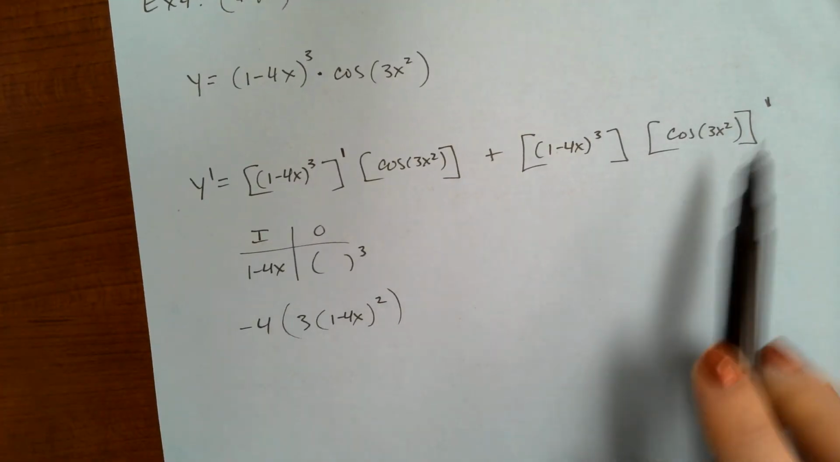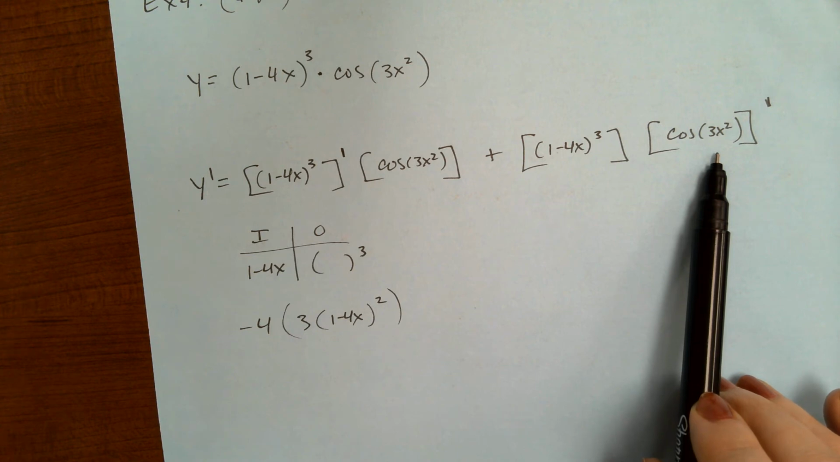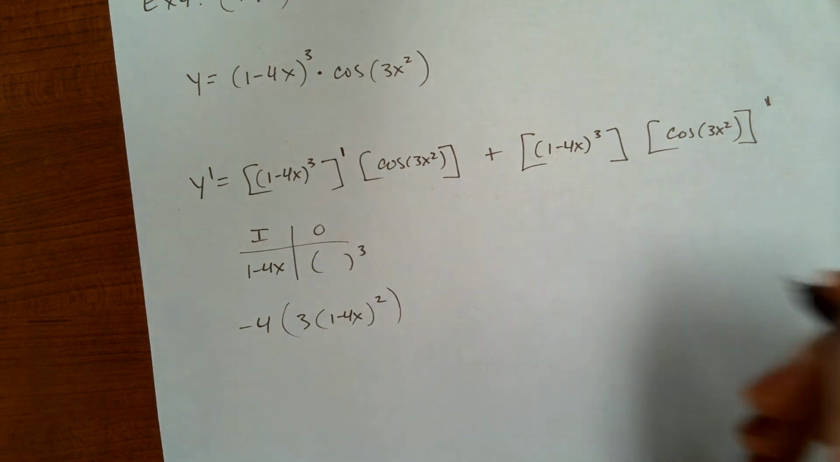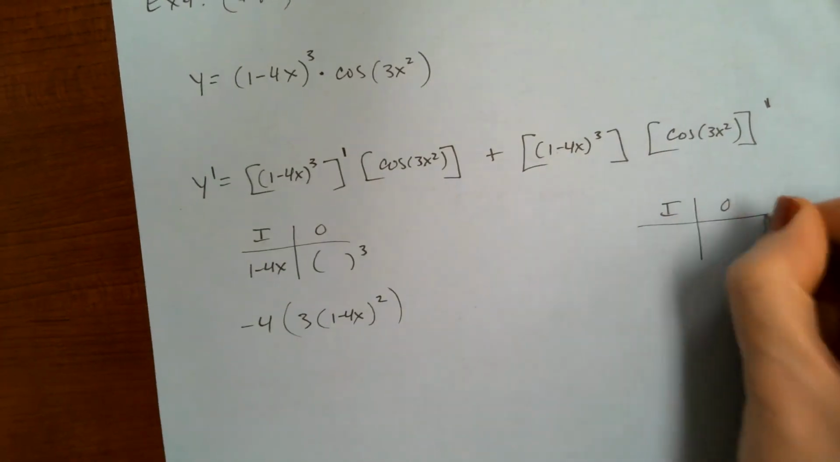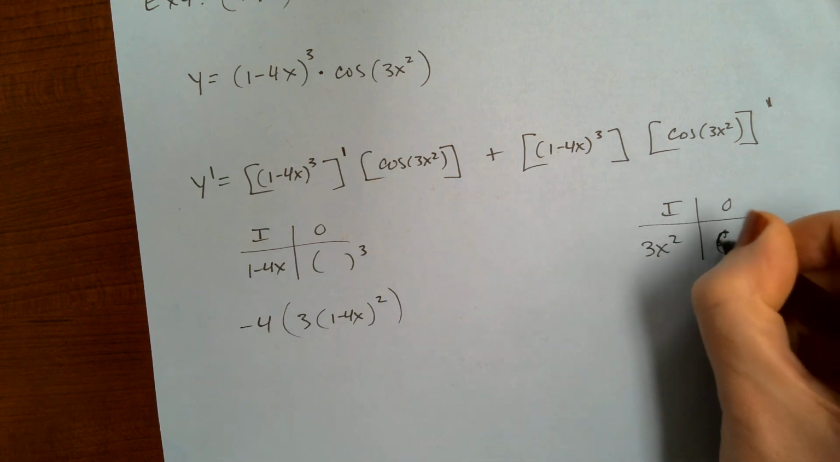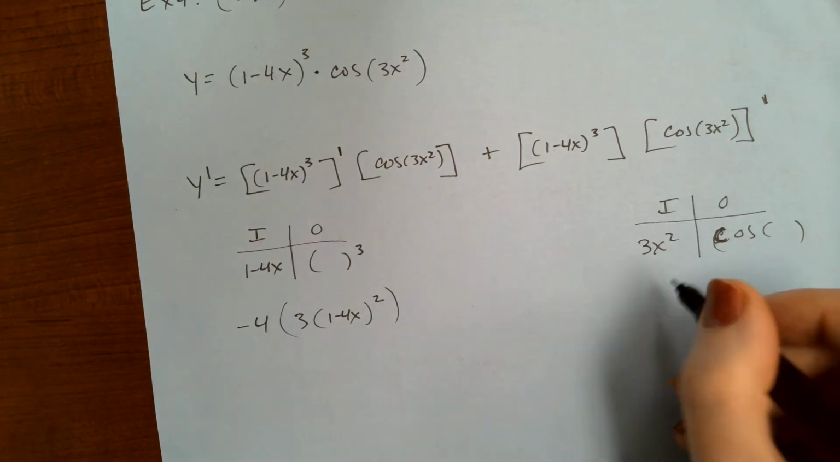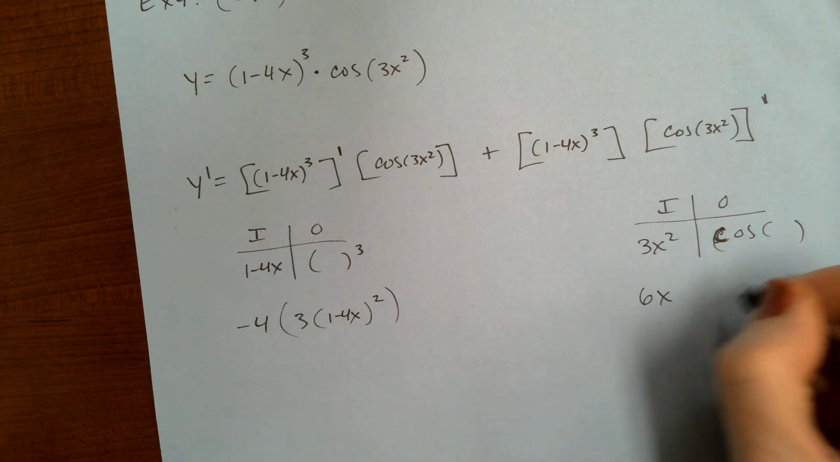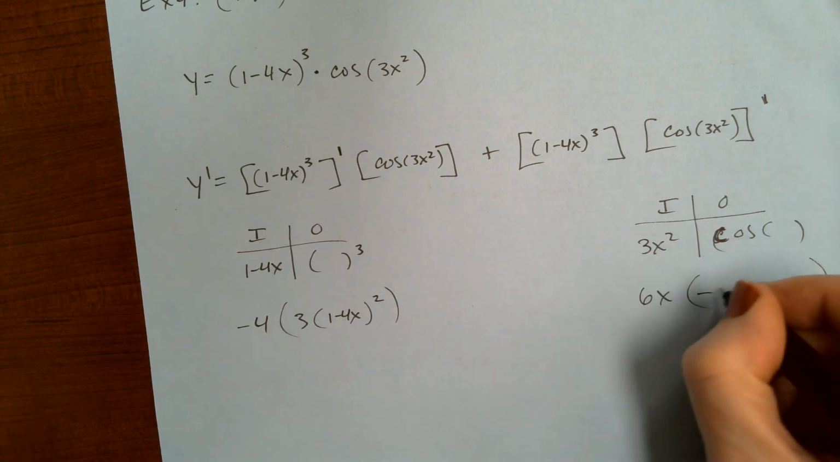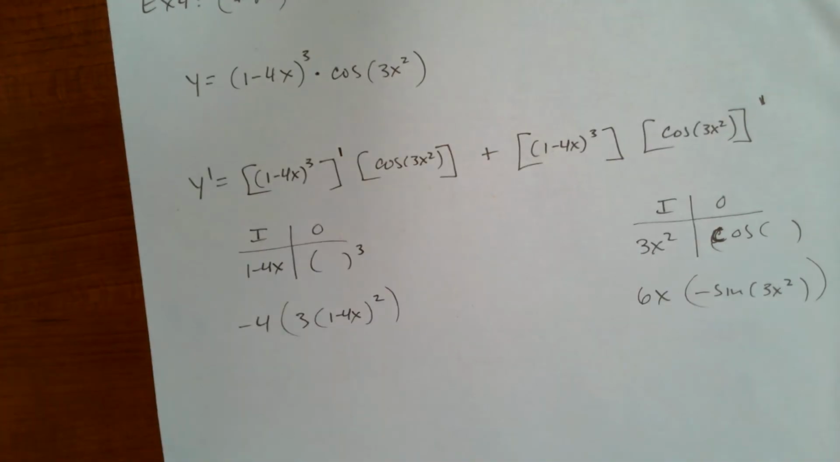Then this one, we're taking the derivative of this one. You look at the cosine. What is the input on the cosine? It's 3x squared. If it's anything more than just a regular old x, then you need chain rule. So 3x squared. What am I doing? Cosine blank. The derivative of 3x squared is 6x. The derivative of cosine is negative sine. And then we put 3x squared back in.